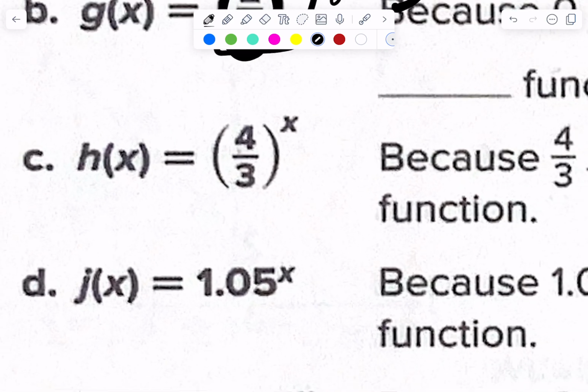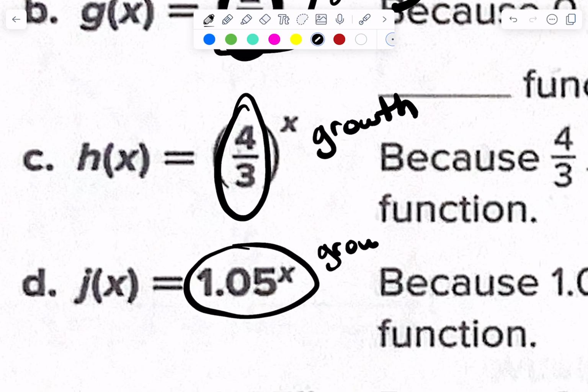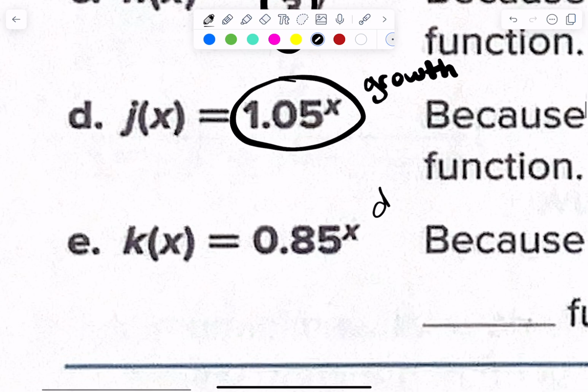All right, C, is that a growth or decay? It's a growth. But it's a fraction. It's greater than 1. 4/3 is a number greater than 1, so this is a growth. What about 1.05 to the x? Growth. He is growing, but not very fast. Barely growing. What about E? Decay. That's a number that's less than 1. Okay? Got it?